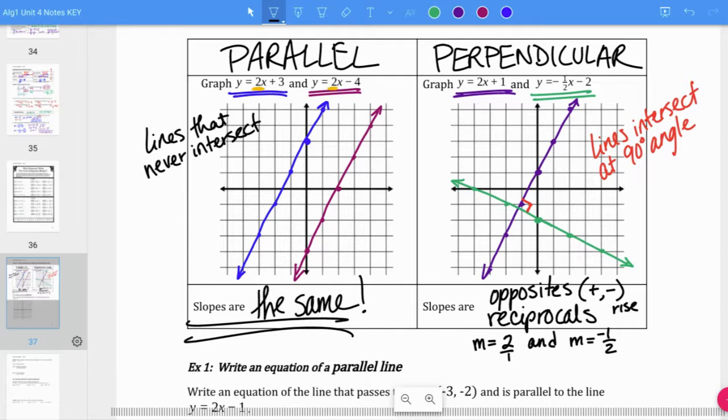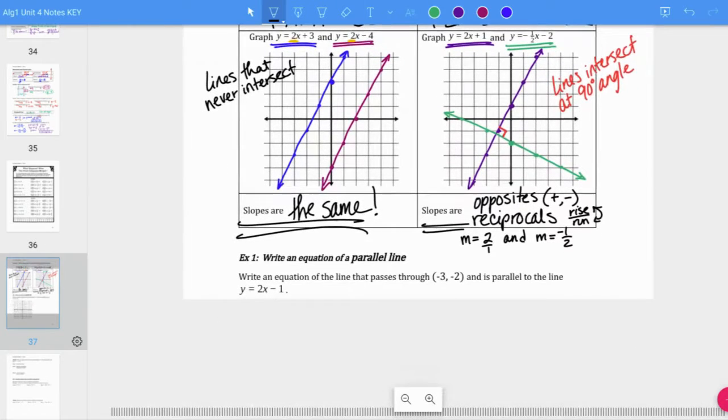Okay, slope is rise over run. And if we switch the rise and run, that makes it a reciprocal. All right, so very important relationships. Make sure you put that onto your cue sheet so you have that information. So let's take a look at how to write some equations for parallel and perpendicular lines.